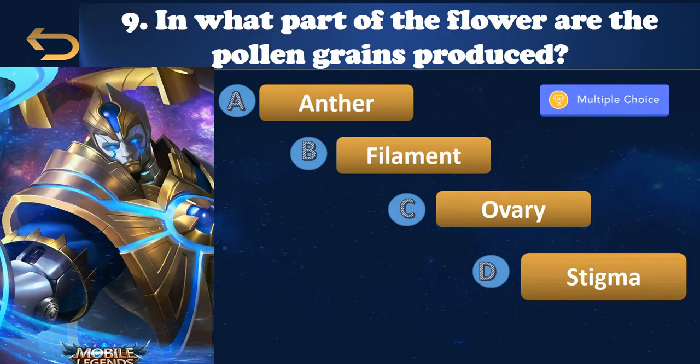Let's move with number 9 question. In what part of the flower are the pollen grains produced? Is it A, anther, B, filament, C, ovary, D, stigma, and go. Time is up. The correct answer is letter A, anther.